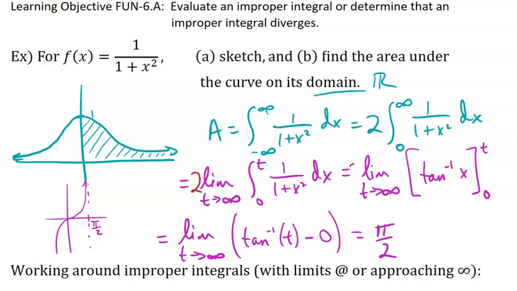I'm going to keep the 2 in front. There we go. The area under the whole curve is pi.